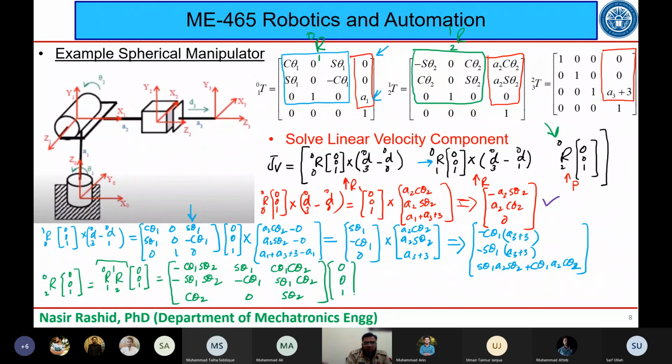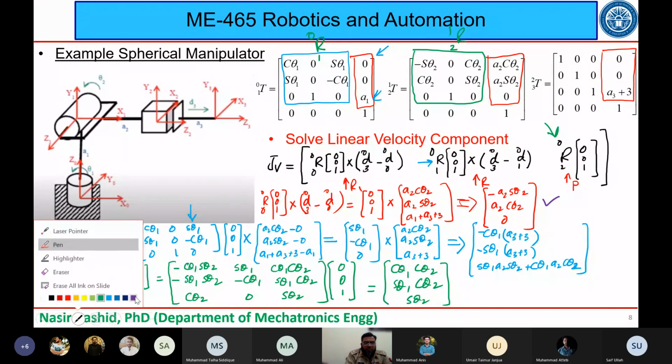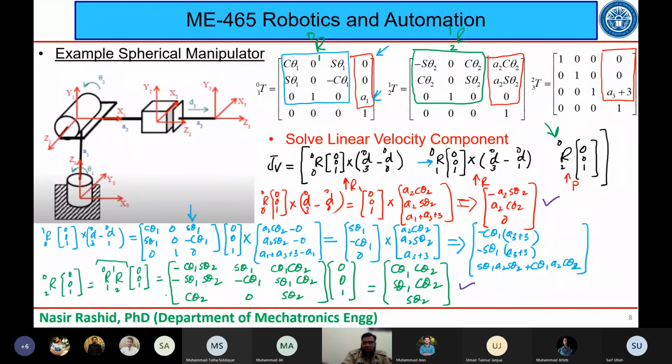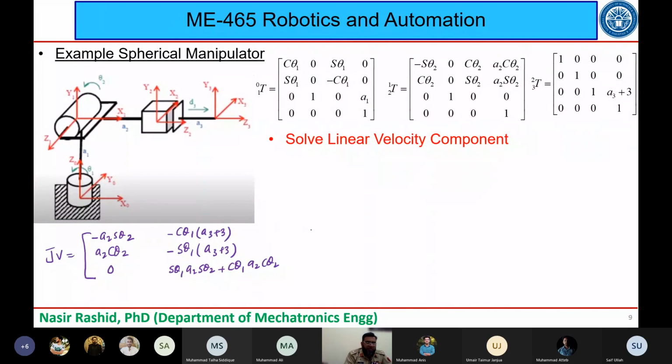So I am actually finding out, taking out the last column, and this will be equal to cos theta 1 cos theta 2, sin theta 1 cos theta 2 and sin theta 2. So I am going to take this now to my third column on the next slide, which will be given by cos theta 1 cos theta 2, sin theta 1 cos theta 2 and sin theta 2.